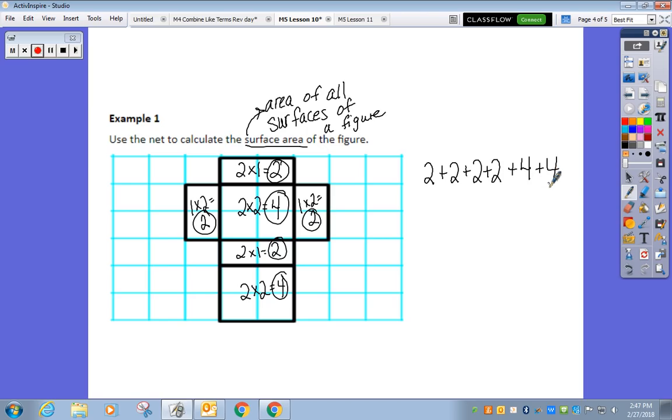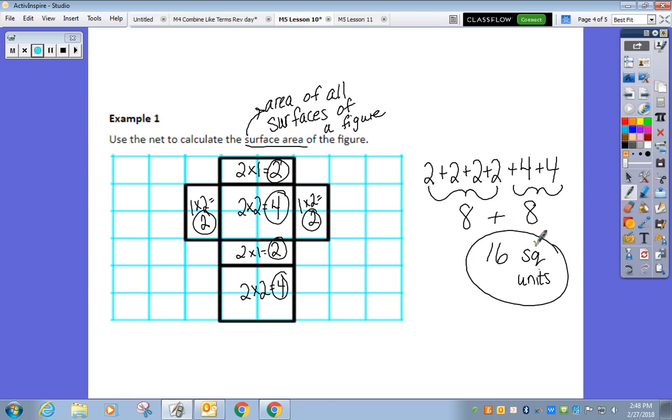So if you notice, 2 plus 2 plus 2 plus 2 is 8, and 4 plus 4 is also 8. So 8 plus 8 gives me a surface area of 16 square units. And it is square units because it is an area. Okay, and we say units when we don't know what the measure is. So if it doesn't tell us it's inches or centimeters or feet or whatever, we just write the word units.